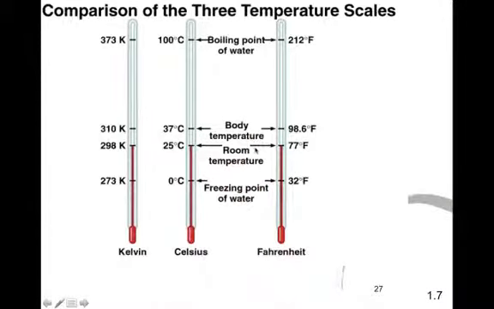Okay, temperature. Here are the three temperature scales: Kelvin, Celsius, and Fahrenheit. We will not be using Fahrenheit, but we do need to know how to convert. If you measure something in Fahrenheit, how do you get it into Celsius? It shows you some of the points, like the boiling point of water, a common temperature: 100 degrees Celsius, 212 Fahrenheit. Body temperature is 98.6 Fahrenheit, about 37 degrees Celsius. Room temperature is 25 degrees Celsius, 77 degrees Fahrenheit, and then the freezing point of water.